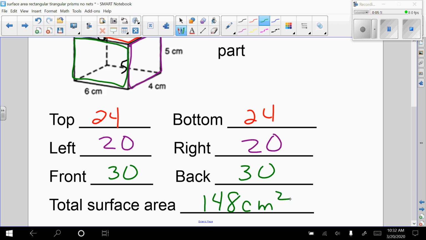Now you may just say, well, why couldn't I just find one side, the top, the left, and the front, and just multiply it by 2? That you can do. Just don't forget that you have 2 of everything. You have a top and a bottom, a left and a right, a front and a back, and you have to add them all in together.